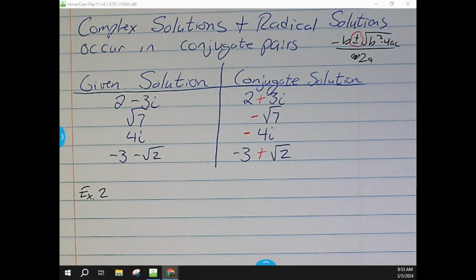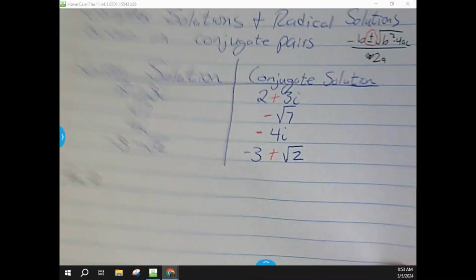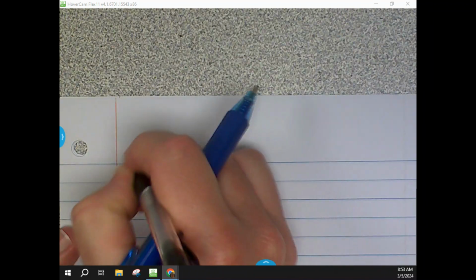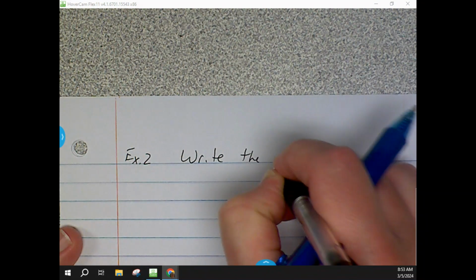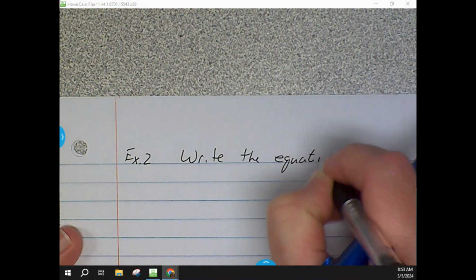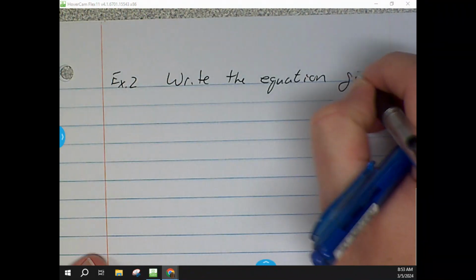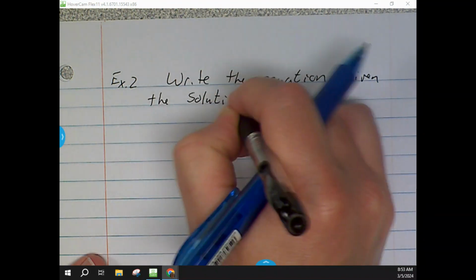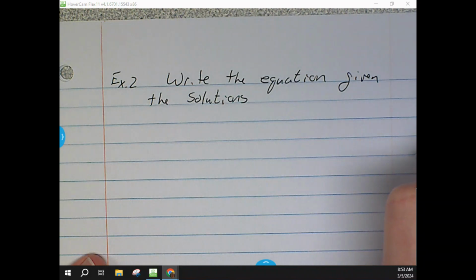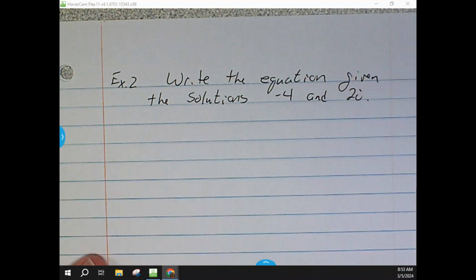Let me see. Actually, let me start this on the next page. Everybody good there? I'm going to go to the next page. I'm right towards the bottom of the page here. So we're going to write the equation, given the solutions. Negative 4 and 2i.